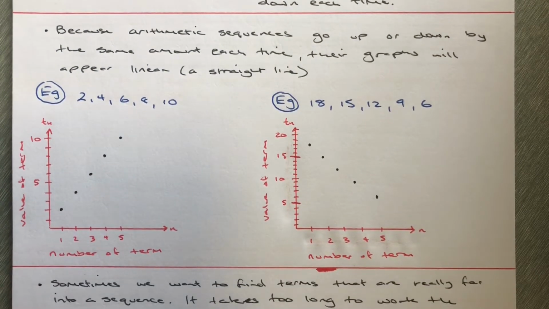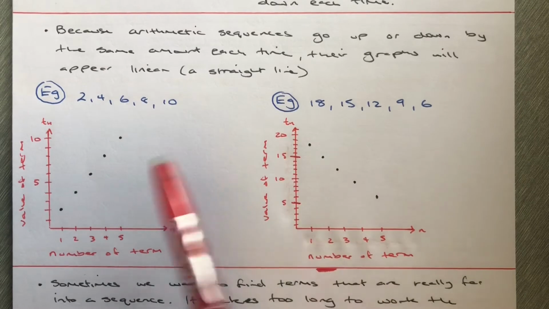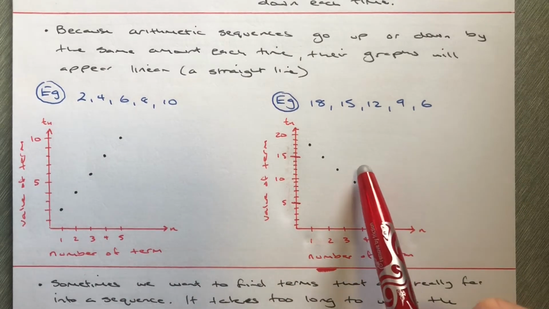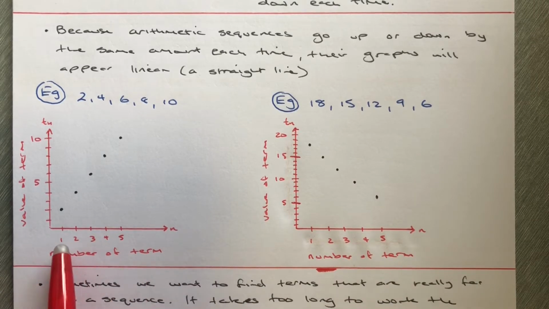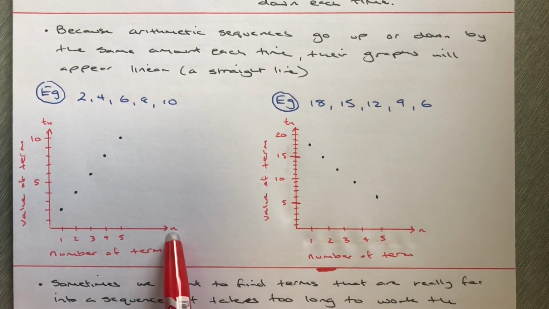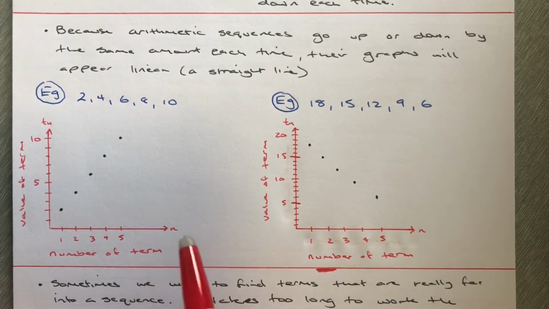Okay, let's move on to this next little bit here. I'm just going to read the first dot point. Because arithmetic sequences go up or down by the same amount each time, their graphs will appear linear, which means a straight line. So these are the two arithmetic sequences that we saw earlier, and I have graphed both of them. When we graph them, down the bottom we have the term number, so you can see term number 1, 2, 3, 4, 5, and I've labelled that with n.